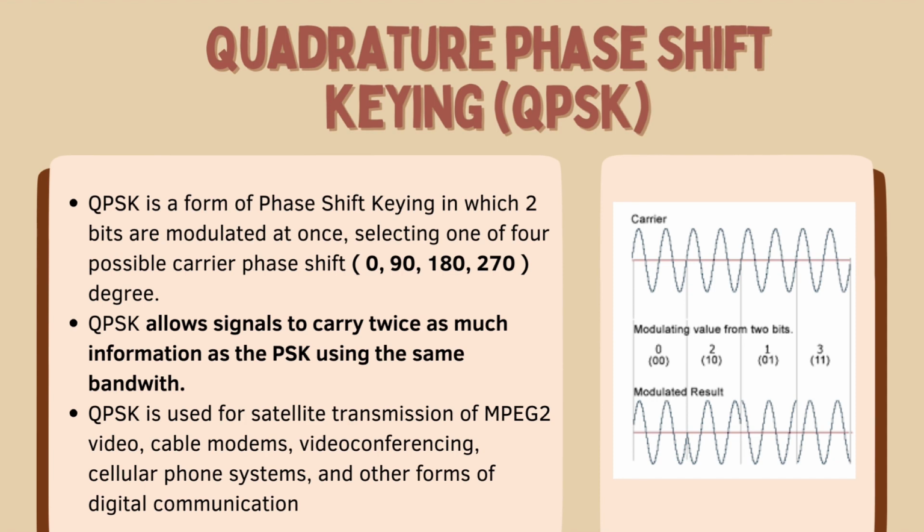QPSK is used for satellite transmission of MPEG-2 video, cable modems, video conferencing, cellular phone systems, and other forms of digital communication. As shown in the diagram, 00 represents 0 degrees, 10 represents 180 degrees, 01 represents 90 degrees, and 11 represents 270 degrees.